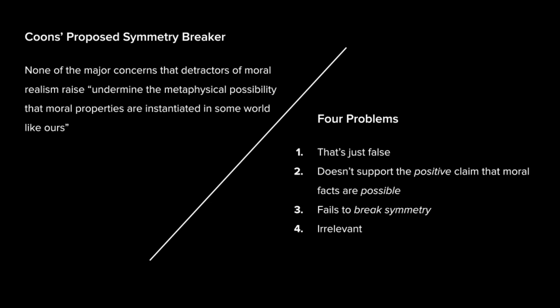It doesn't even support... Even if we granted what Coons says, which I said we shouldn't because it's false, that's the first problem. But even if we granted it, it doesn't support the positive claim that moral facts are possible. And that's what he would need to support if he wants to support his possibility premise, his premise 2, over and against the reverse possibility premise, premise 4.